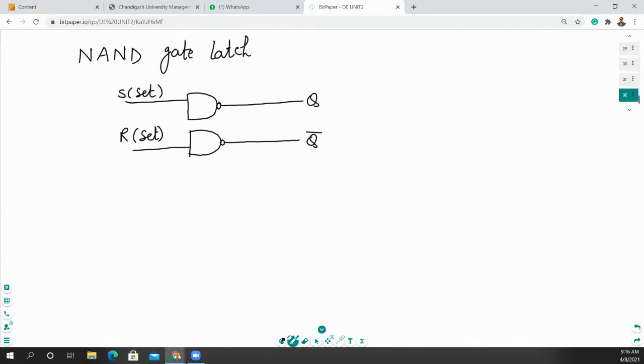As we know, flip-flop has two inputs and two outputs. So the output from the first NAND gate is to be provided as input to the second NAND gate, and the output of the second NAND gate should be provided as input to the first NAND gate. Okay, so this is cross coupled.